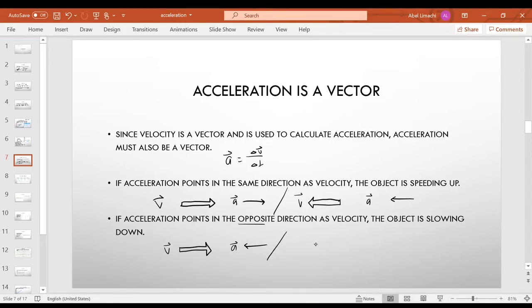This also is true for whenever the velocity is pointing to the left side. Whenever the velocity is pointing to the left side and the acceleration is pointing to the right side, they're enemies again. The velocity is going to decrease by this amount every second.